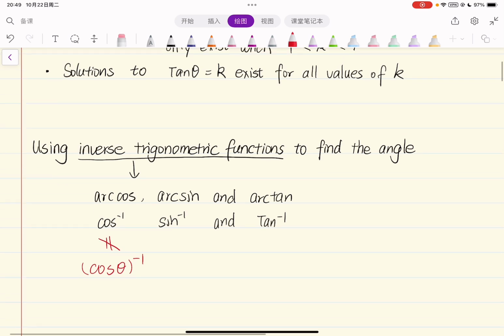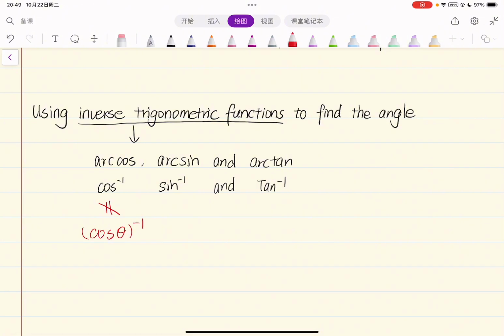Cosine theta to the power of minus 1 equals 1 over cosine theta. And sine theta to the power of minus 1 equals 1 over sine theta. It also does not equal sine minus 1. And the same, tangent minus 1, that is arc tangent, does not equal tangent theta to the power of minus 1.